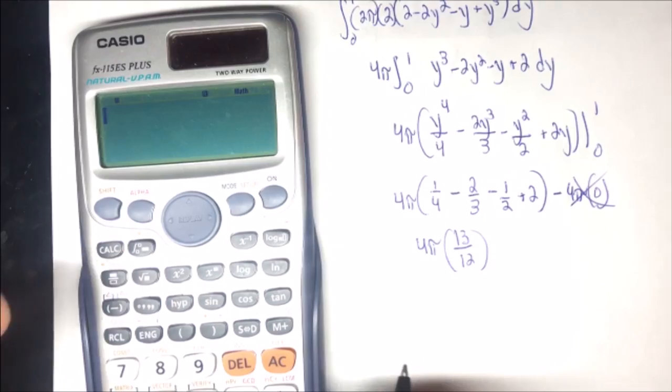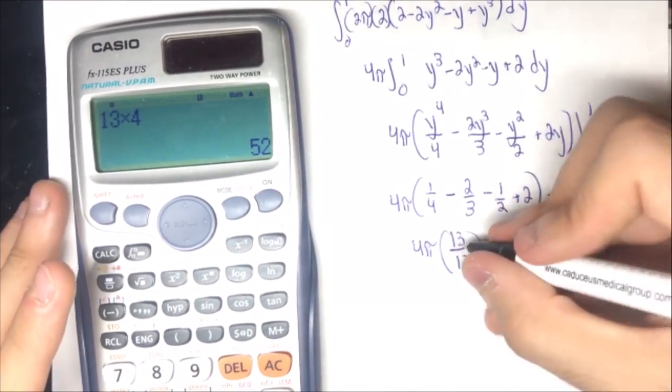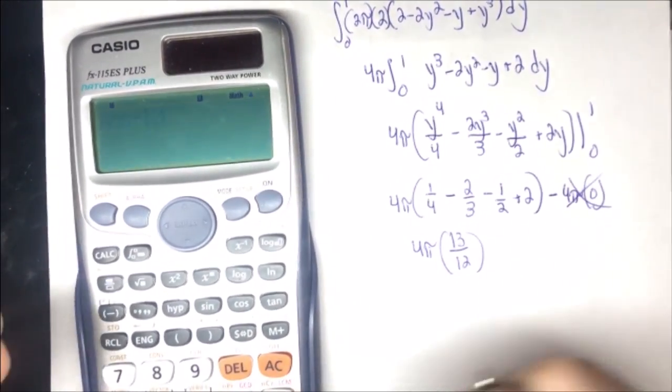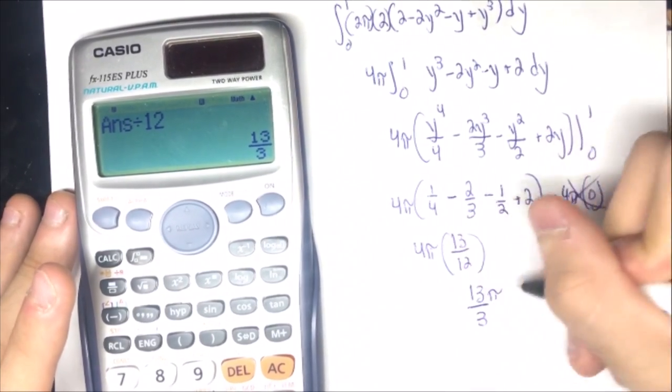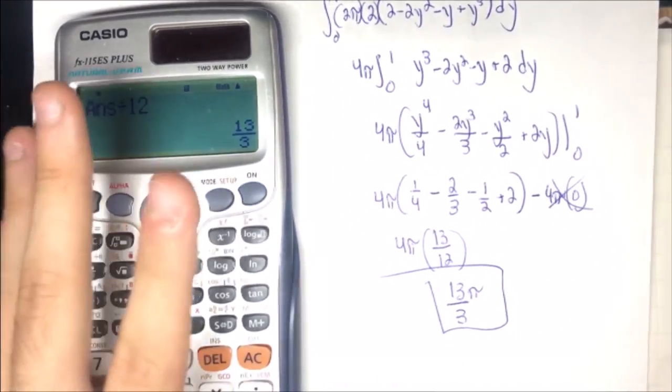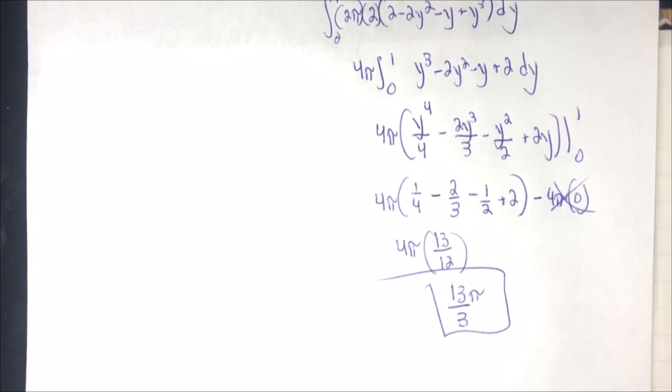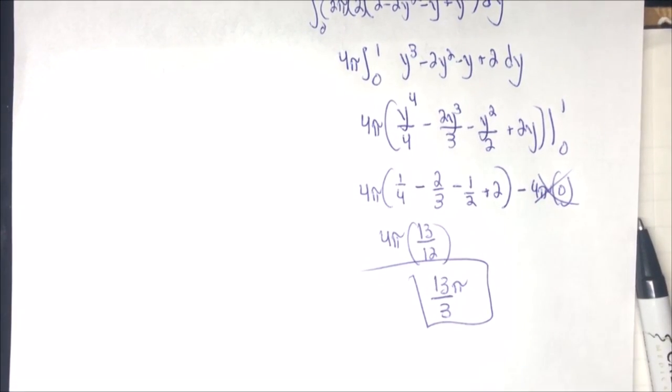So let's multiply the 4 and the 13, and that is 52 divided by 12. That would be 13 over 3, and then the pi is there. So boom, this is the final answer for whatever problem we just did. So now we're moving to number 21.